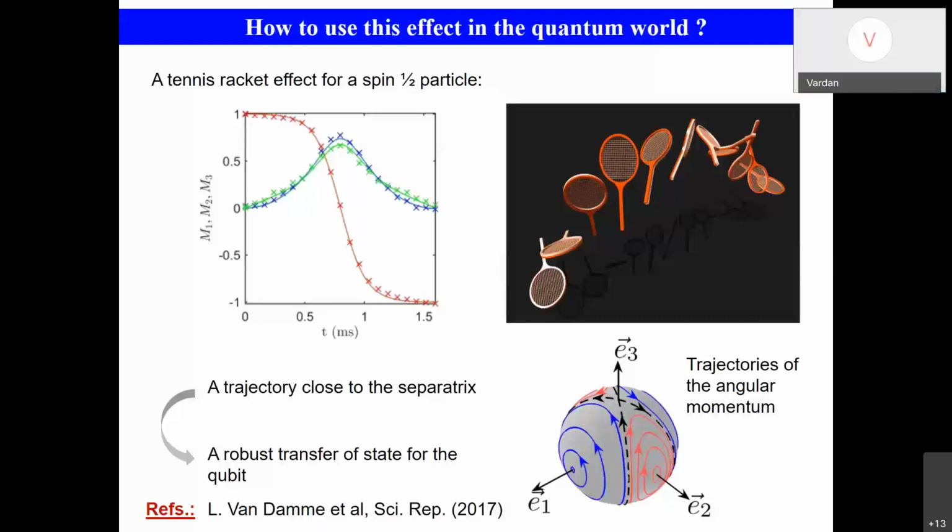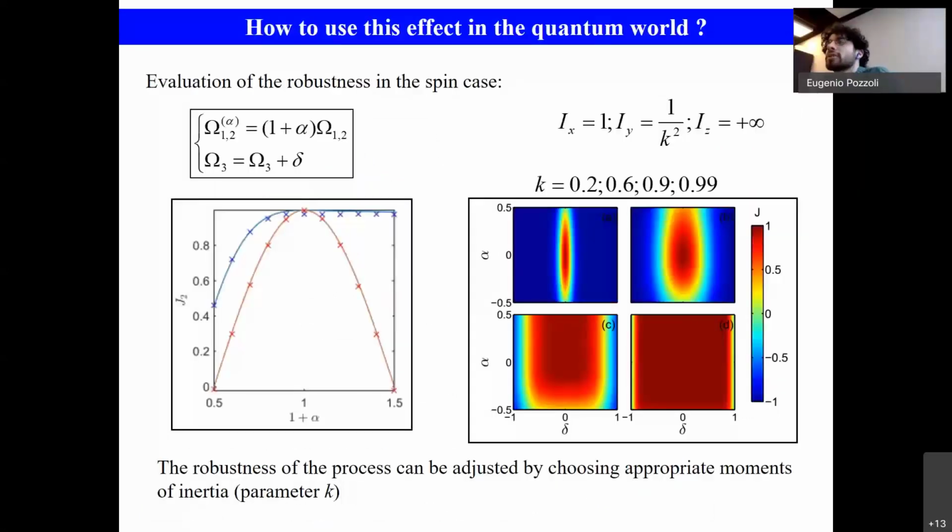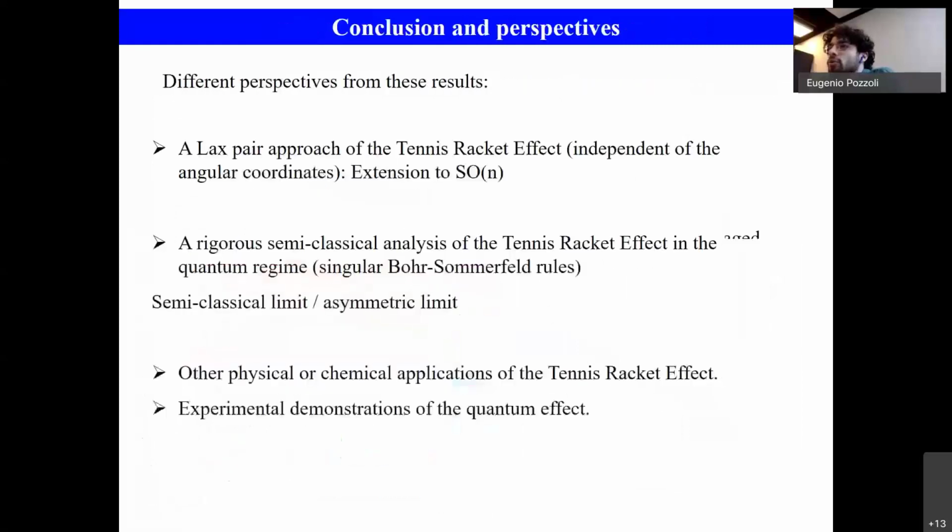Yes, sure. Thank you for the very interesting talk. I was wondering about what you mentioned at the end, the probable experimental realization of the tennis racket effect on a real molecule. Should this realization be induced with a laser field, or how? Yes, exactly. It's with some laser field.